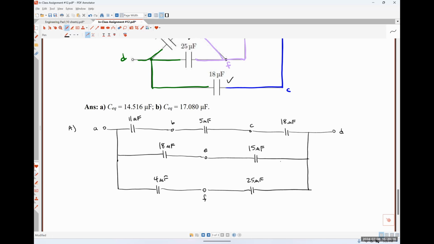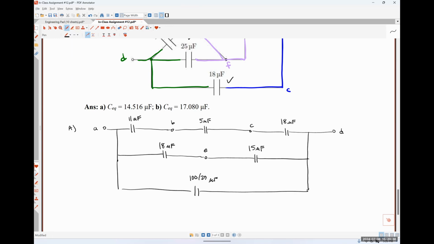Exactly right. So 4 times 25 over 4 plus 25 looks like 100 over 29. So let's just put a single capacitor there. That's 100/29 microfarads.